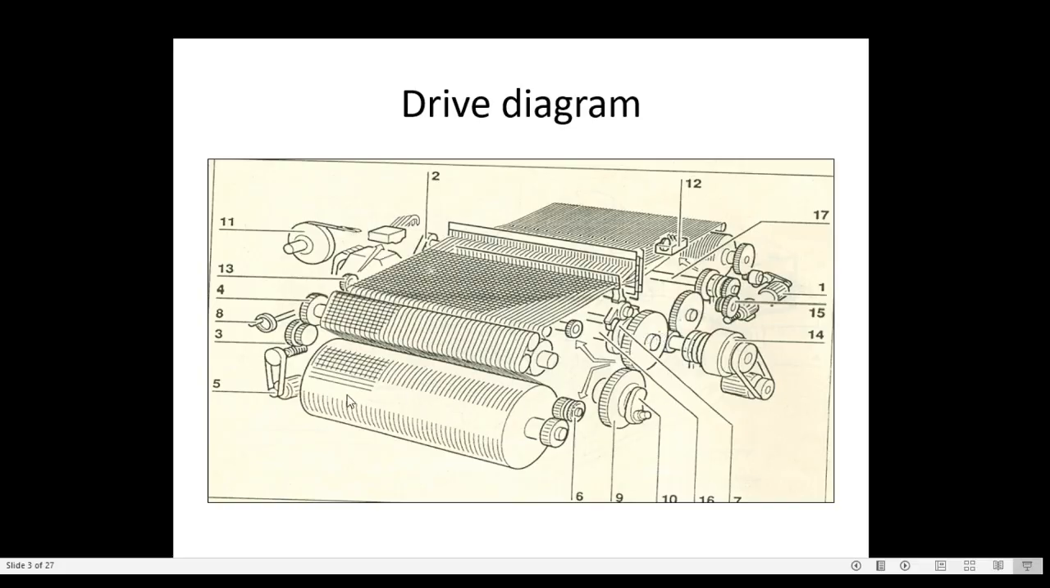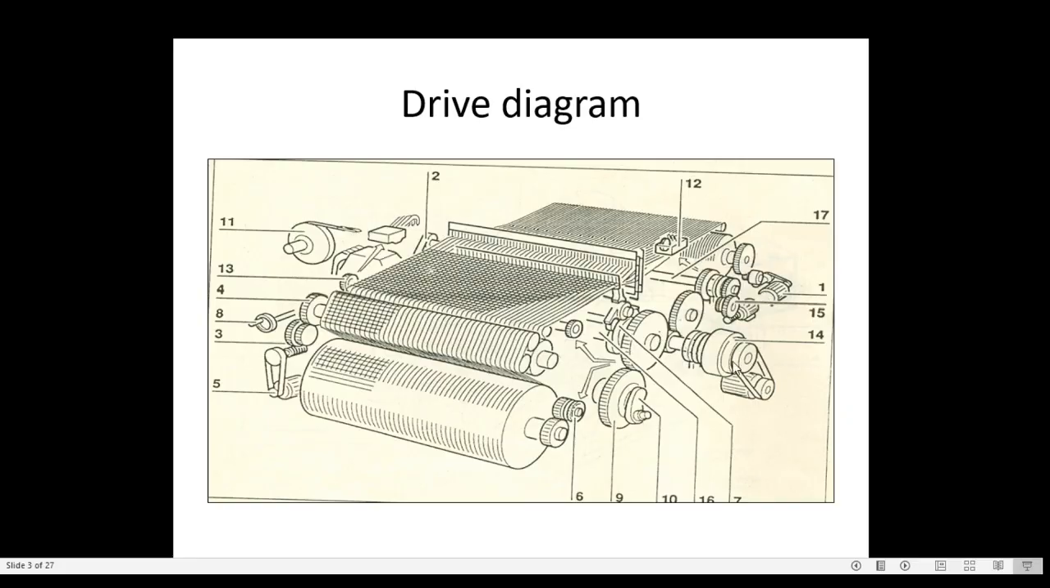Then again we can see the let off motor. From the let off motor, change gears, worm and worm wheel, the drive goes to the take up roller, which we can see here. And again here is the let off motor; the let off motor drive is here.